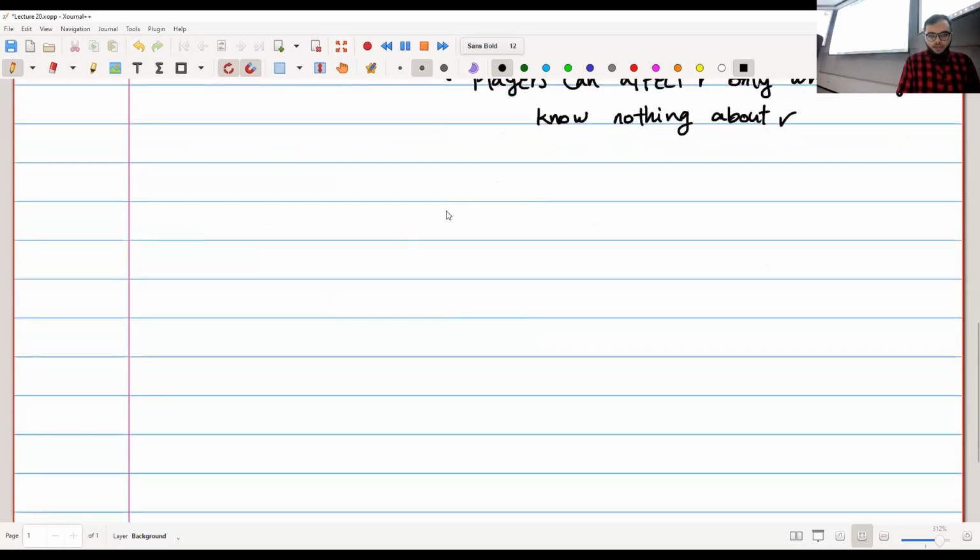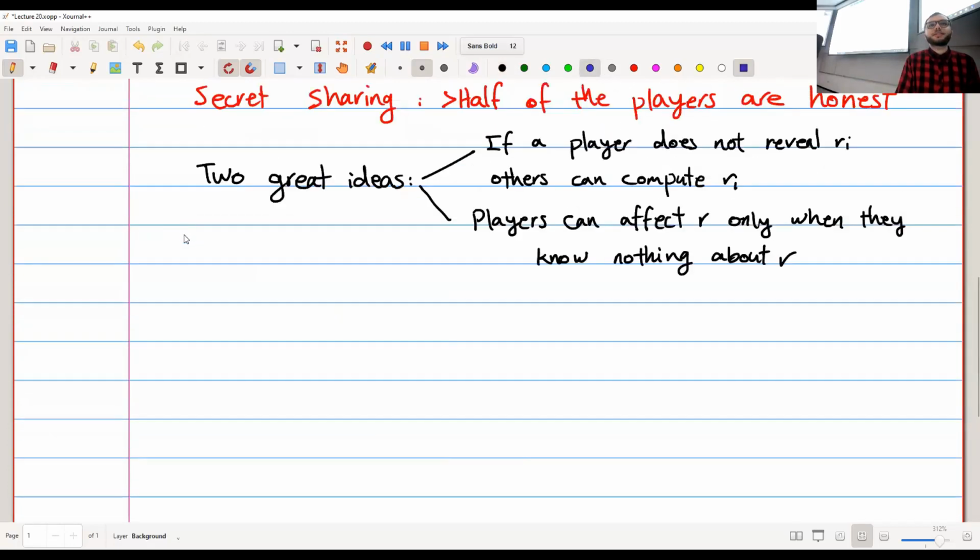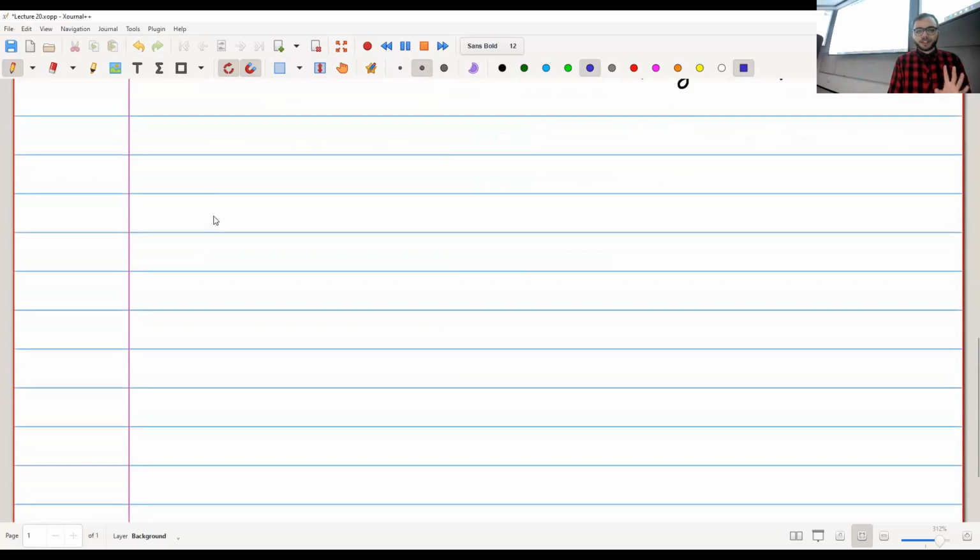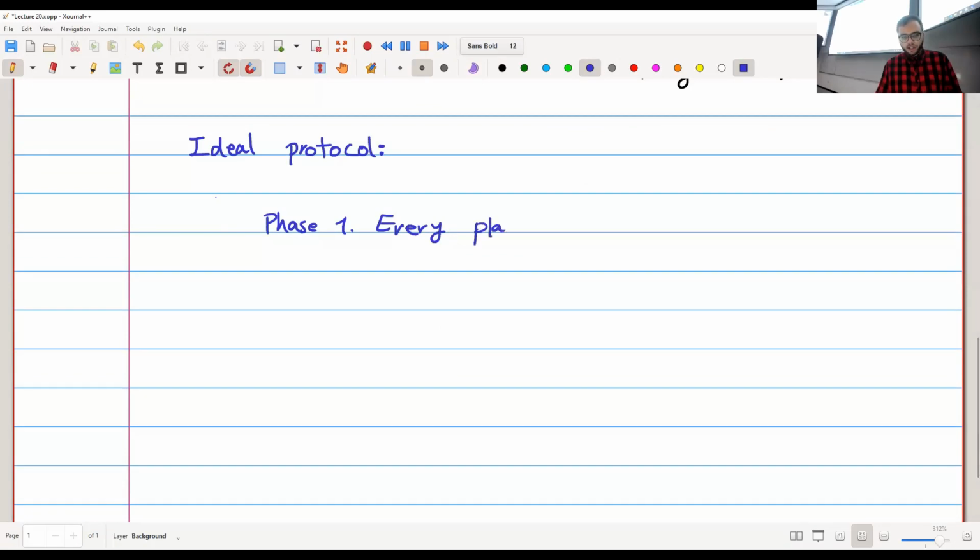Okay. So this is, again, a protocol that is not going to work, but I always do this. I start with something that doesn't work, and then we'll see how we can fix it. So this is my ideal protocol. My ideal protocol has several steps. So in my first phase, in phase one, every player chooses some inputs. So every player I chooses RI. And let's say that if they're an honest player, they're going to choose this uniformly at random.